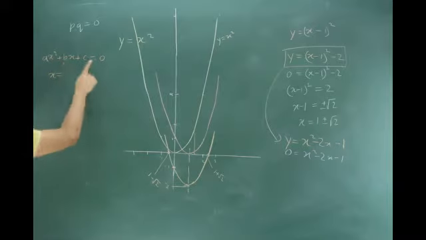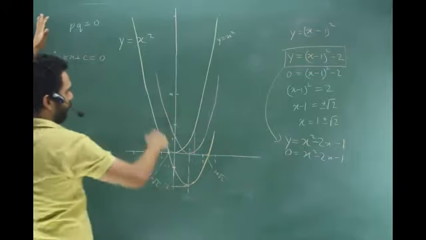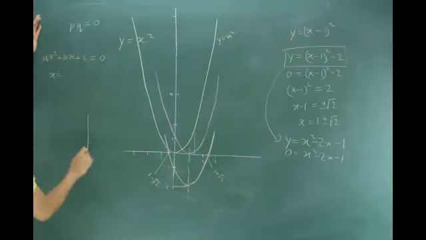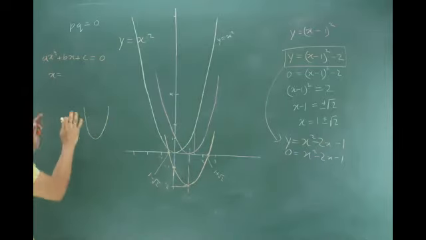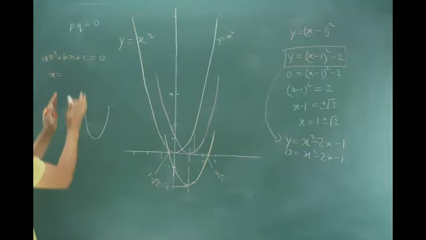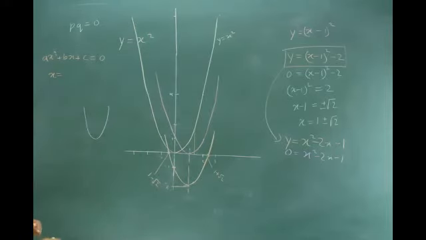2 values can make it 0 at the max. It is possible that there are no values. It is possible that there is just one value. But at the max, it can be 2 values, because all quadratic graphs are a transformation of the x square graph. X square graph is something like this. All quadratic graphs are this x square graph, either shifted here, there, up, down, expanded or shrunk. Got the point? Yes, sir.